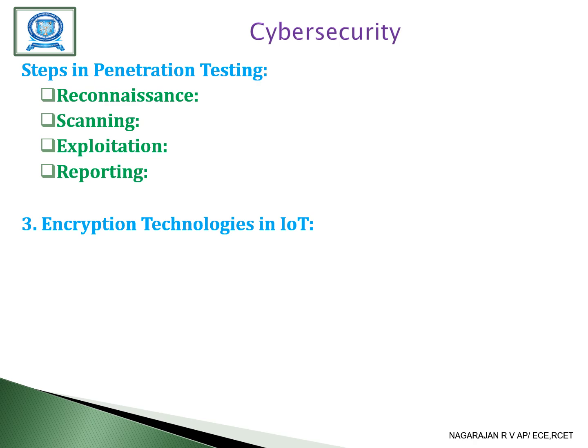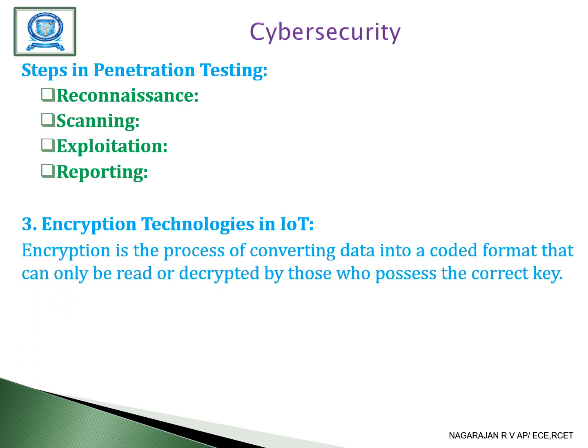Next, encryption technologies in IoT. So, what is encryption? Encryption is the process of converting data into a coded format that can only be read or decrypted by those who possess the correct key. It is a fundamental component of IoT security, ensuring that data transmitted and stored by IoT devices is protected from unauthorized access. For example, encrypting patient health records transmitted between the IoT devices and a hospital central server.